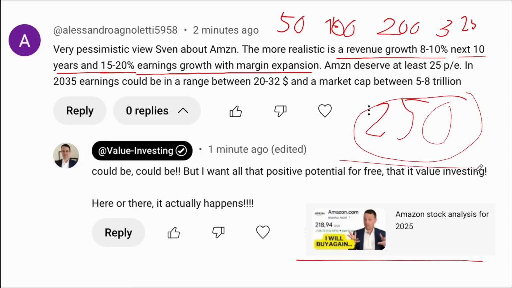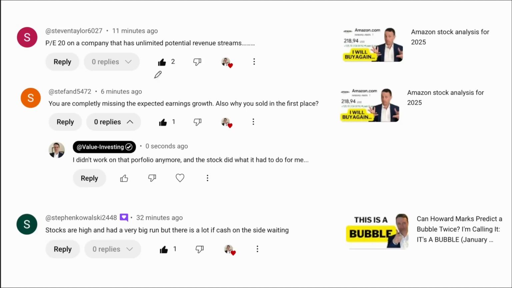That would be half the current revenue. So I see a lot of exuberance in the market. It might happen. I wish for that 5 to 8 trillion market cap. Okay, go for it. And many comments like that. P/E ratio of 20 on a company that has unlimited potential revenue streams.